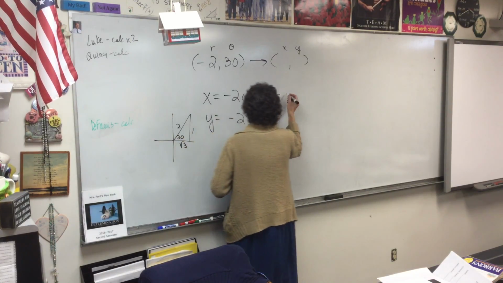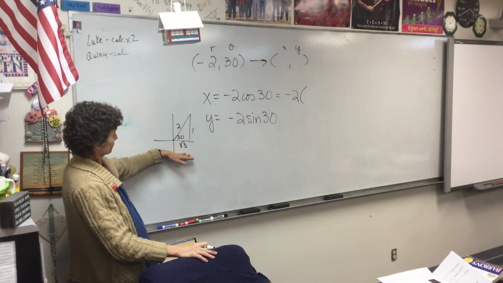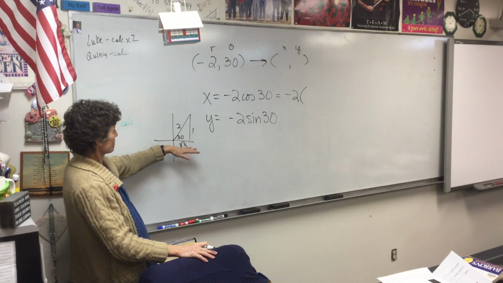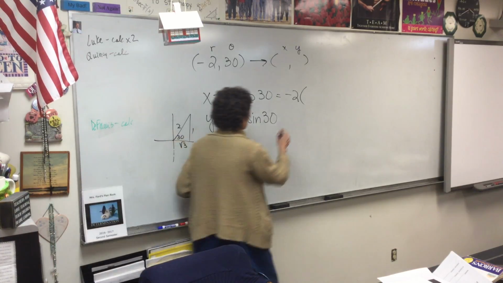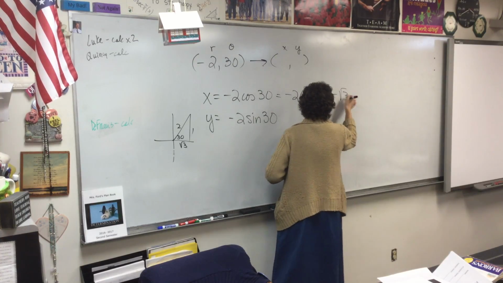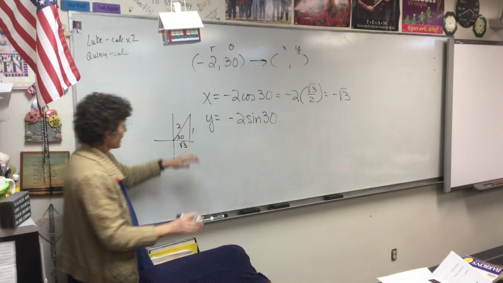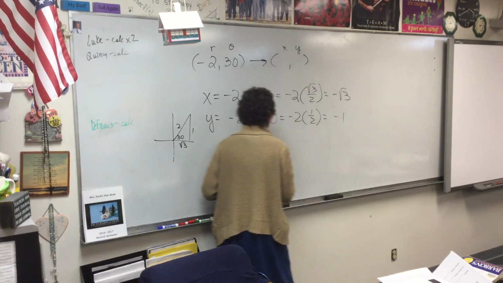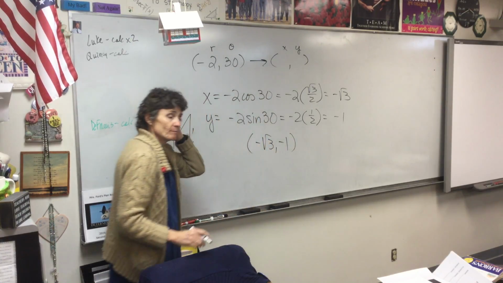Okay, so what's the cosine of 30? Guys, cosine of 30. Root 3 over 2. So negative root 3 for x. What's the sine? 1/2. So -1. So my answer is negative root 3 comma -1.